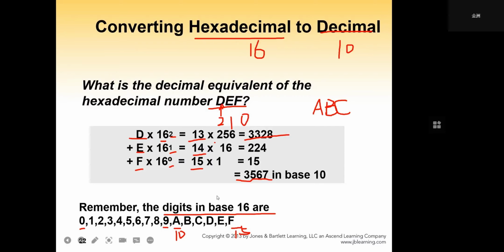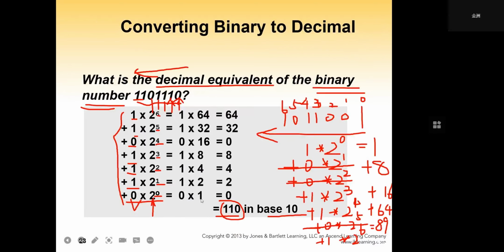Remember this and practice how to convert numbers in different number systems to decimal. The last one is converting binary to decimal. We have the binary number 1101110. How do we convert it to decimal? It's similar, and in fact we always go from right to left, starting from the right, because we know the positional notation of that position. So we always count from the right to the left.